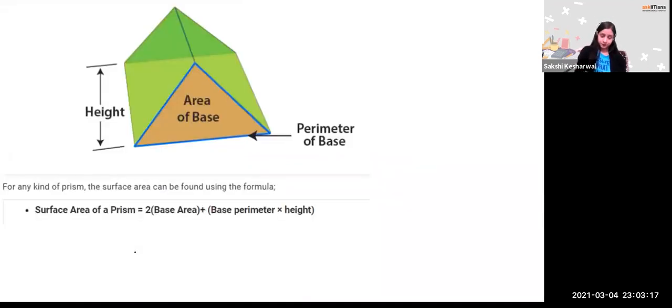So this is what is known as an octagonal prism, right? Now let's talk about the surface area of the prism. As we know, what is a surface? As I told you, if you take the base and increase the height, it will be what? A surface area. So surface area means what?